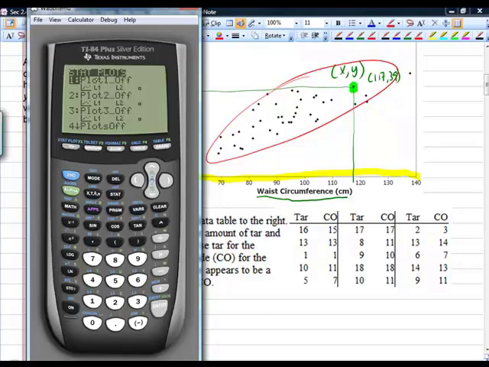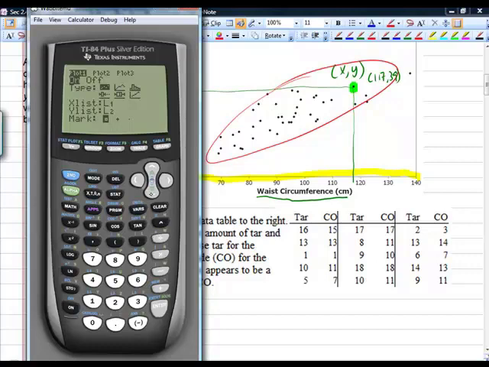So second, y equals. You notice plot 1 is turned off. The first thing we're going to do is turn this plot on. So we're going to hit enter. And it brings up plot 1. You know this is plot 1 because plot 1 is highlighted. And we hit enter again to turn that plot on. It's just a toggle. If you want to turn it off, move the cursor over to off and hit enter. If you want to turn it on, put the cursor on the word on and hit enter.